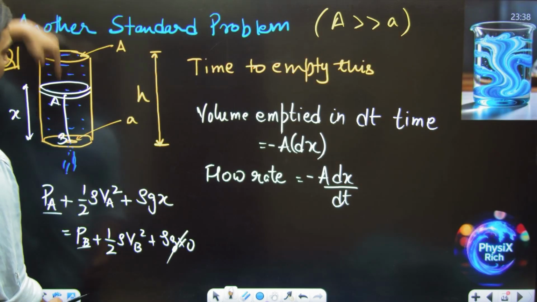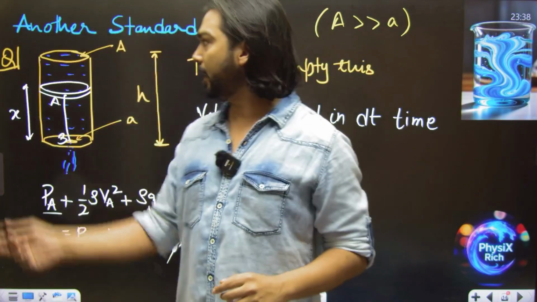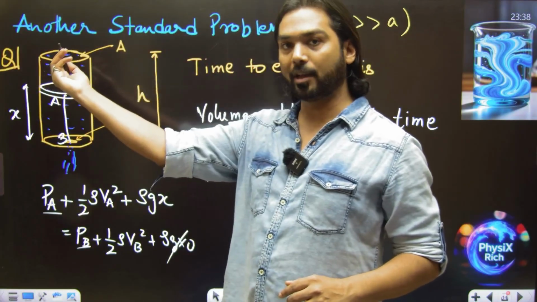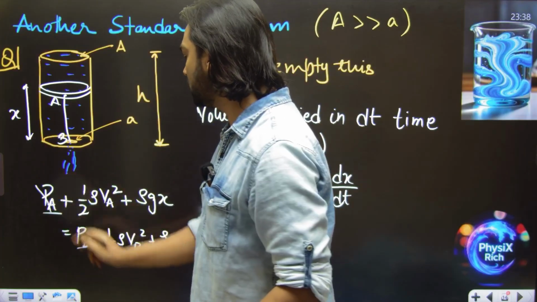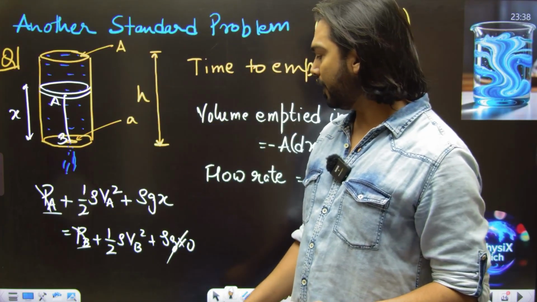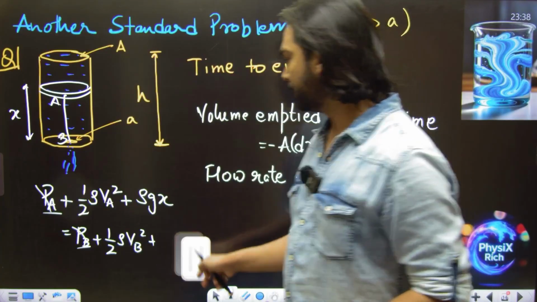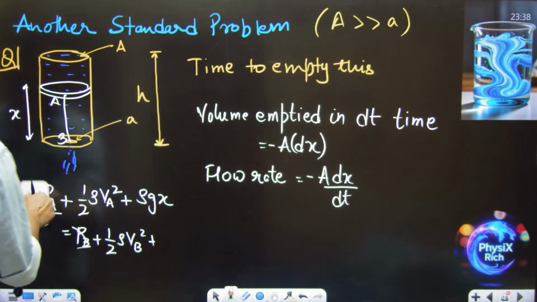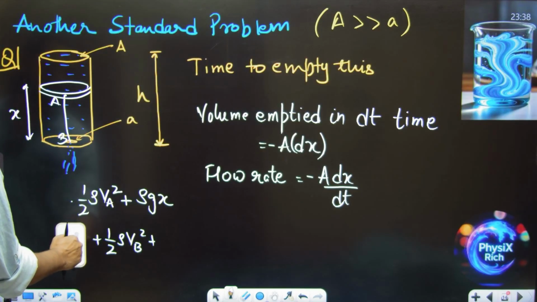Guys, PA is the pressure from the top and PB is the pressure over here. PA is the pressure due to the atmosphere from the top and PB is the pressure over here. So PA and PB also just cancel. Now we are left with just this term. Let's remove this term, and also let's remove this term.